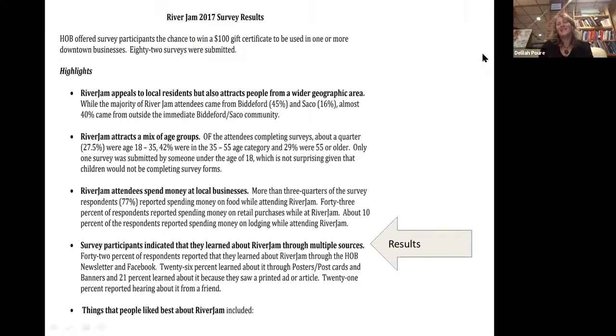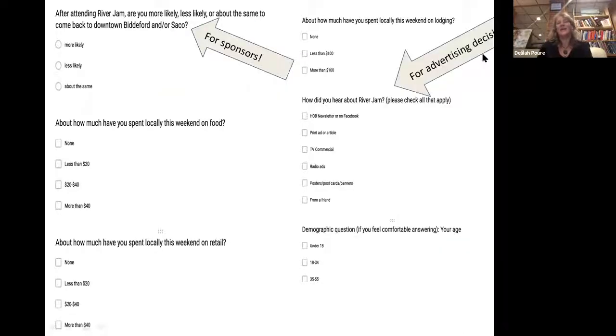And then on the right side of the page on that last screen, how did you hear about River Jam? That is just invaluable, because if nobody saw your TV commercial, then definitely do not spend $800 on it again the next year. So just being able to ask people that information is very important.